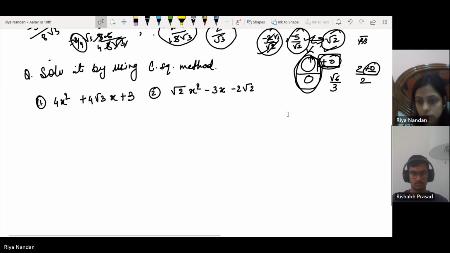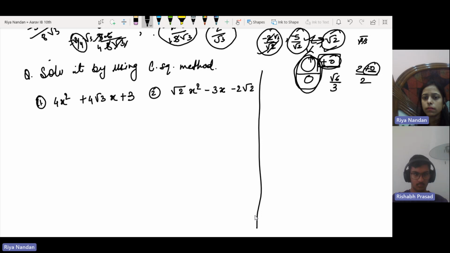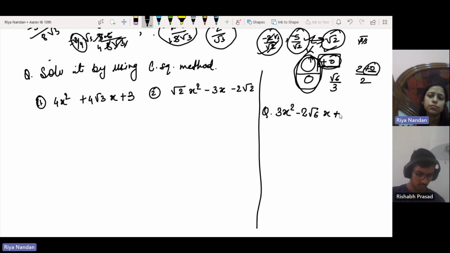What was the question? 3x square minus 2 root 6 x plus 2, right? Yes, this was the question. Question number 14. I have given you 3x square minus 2 root 6x plus 2. Very good.